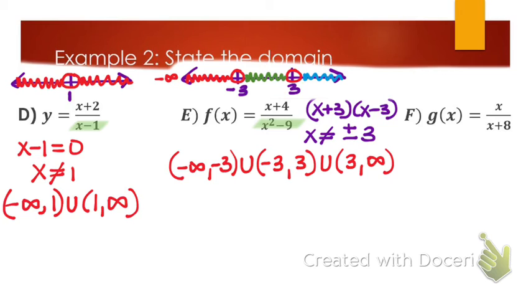So notice that I had to break it. It just depends on how many numbers I'm throwing out.